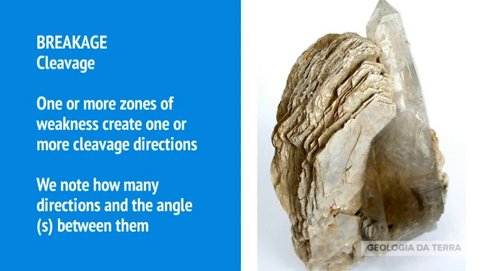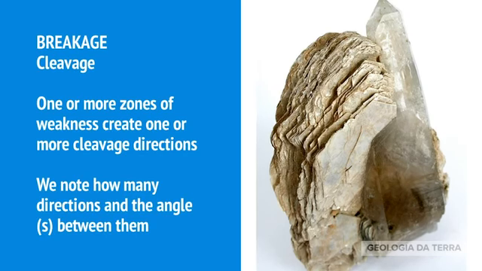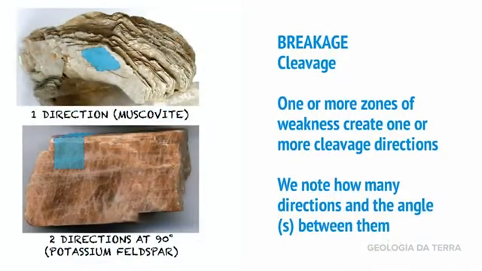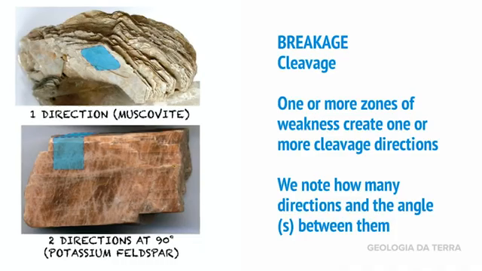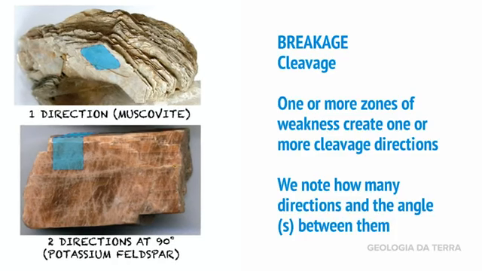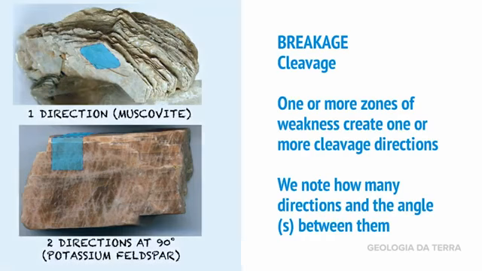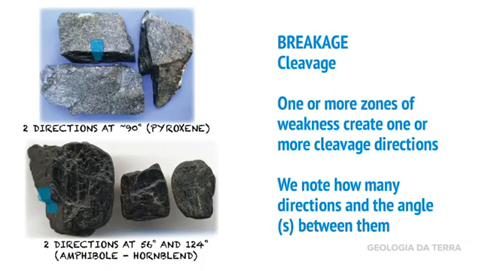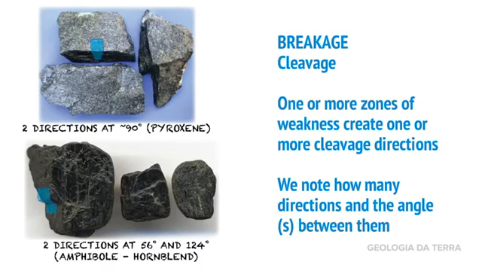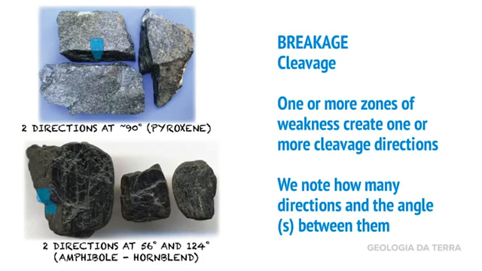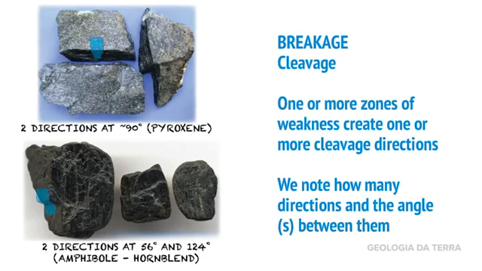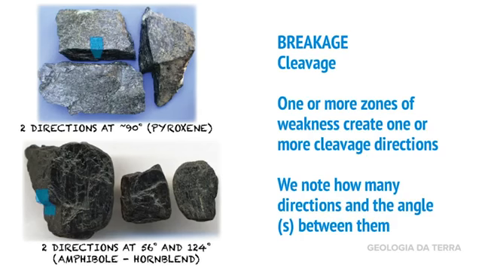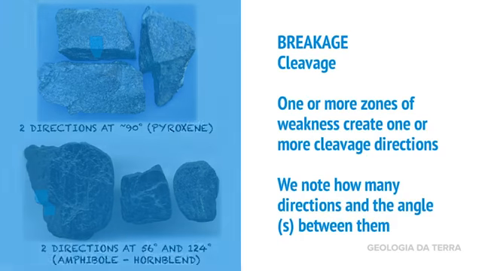When describing cleavage, we note how many directions there are, and if there are more than one, we note the angles between them. For example, muscovite and biotite have one direction of cleavage. Potassium feldspar has two directions at 90 degrees. Amphiboles and pyroxenes each have two directions of cleavage and are similar in most other properties. But amphiboles cleave at 56 and 124 degrees, whereas pyroxenes cleave at nearly 90 degrees.